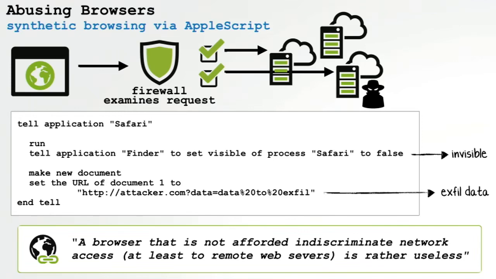The first way we can abuse a browser to do some malicious network activity on our behalf is via AppleScript. On the slide, there are a few little AppleScript commands. We're basically asking Safari to invisibly browse to a remote attacker-controlled command and control server. Again, the firewall will see this request, but will allow it because it's coming from the context of the user's browser.